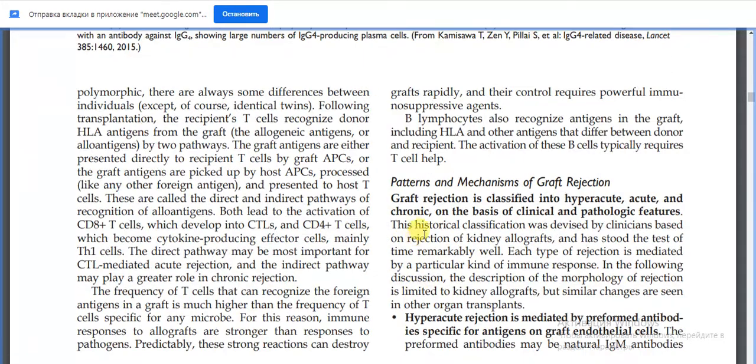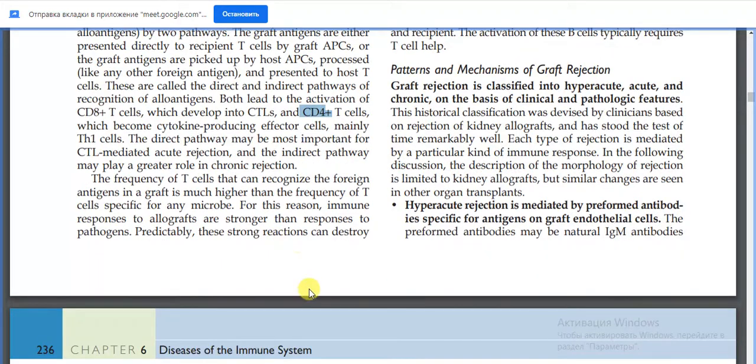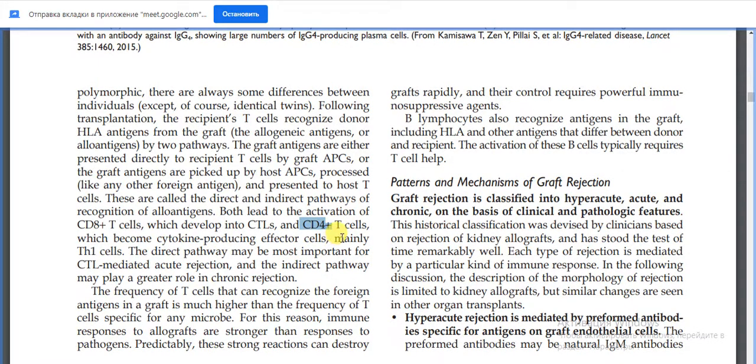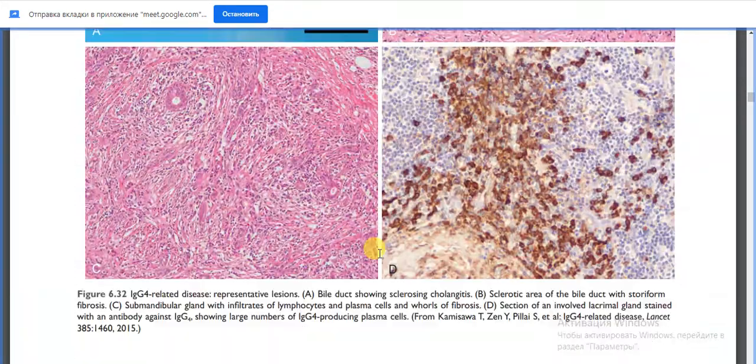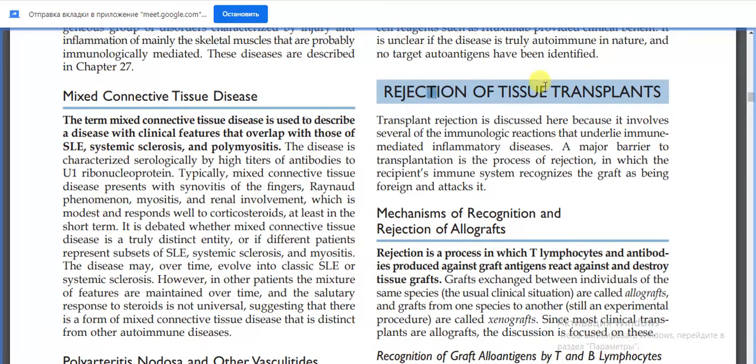You remember that if HLA antigens are a little different, it leads to activation of CD8-positive T cells and CD4-positive T cells. CD8-positive T cells can directly destroy cells, while CD4-positive T cells activate the immune reaction against the graft. It promotes a type 4, T cell-mediated inflammatory reaction. This is an example of rejection of tissue transplants.